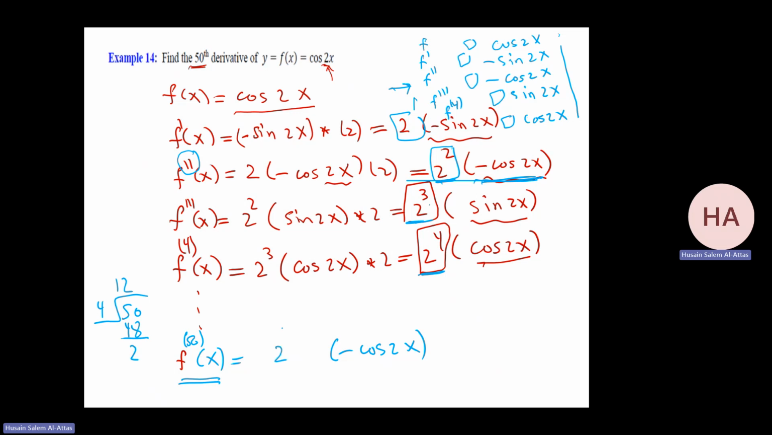So we have 2 to the power 50. So this is my answer. It will be minus 2 to the power 50 cosine 2x. So we need to think about two things: how the function is changing and how the number as a power is changing. Okay, I wish it's clear.